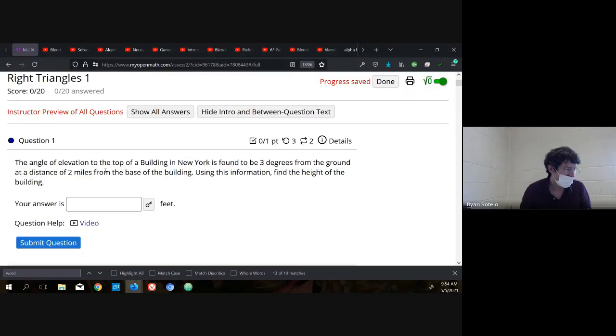Okay, so the angle of elevation from the top of a building in New York is found to be 3 degrees from the ground at a distance of 2 miles from the base. They want to know the height of the building. What is the angle of elevation? Do you guys remember that from geometry? There was the angle of elevation and the angle of depression.